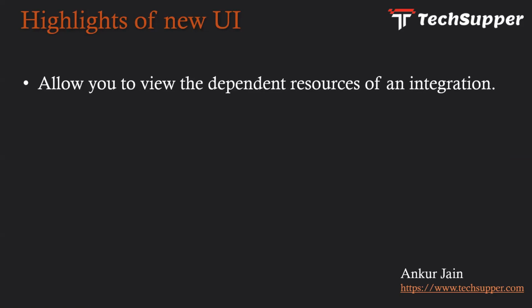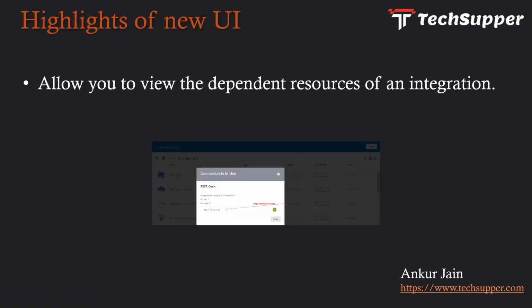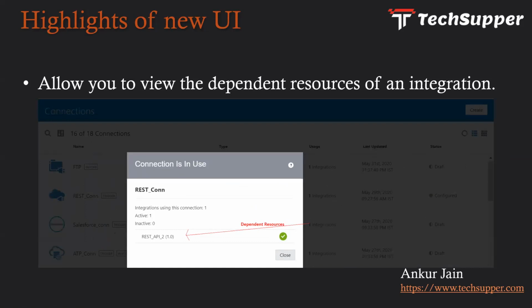It allows you to view the dependent resources of an integration. What does it mean? Let's suppose you have one connection and this connection is used in 5 integrations or 1 integration. So whenever you move to the connections page, there is a column called usages which will show how many integrations this connection is used in.